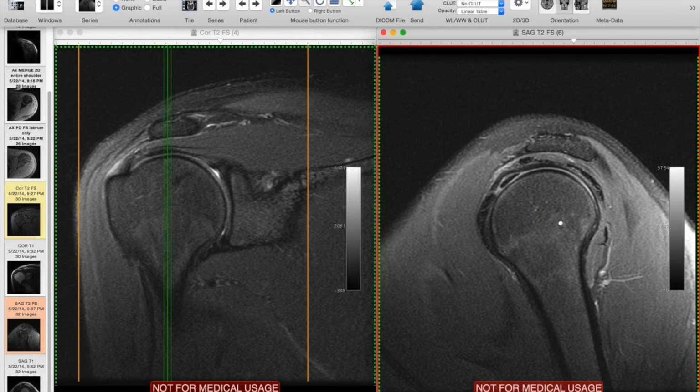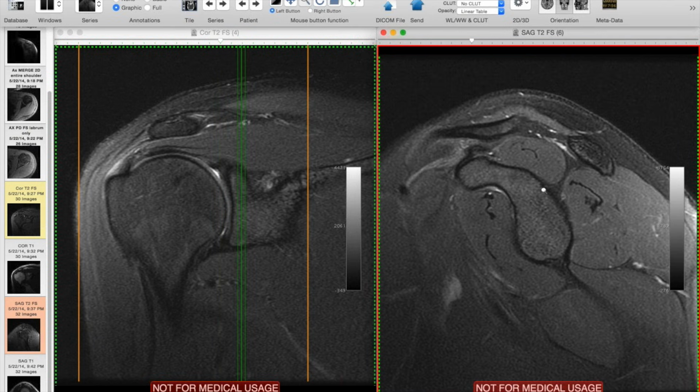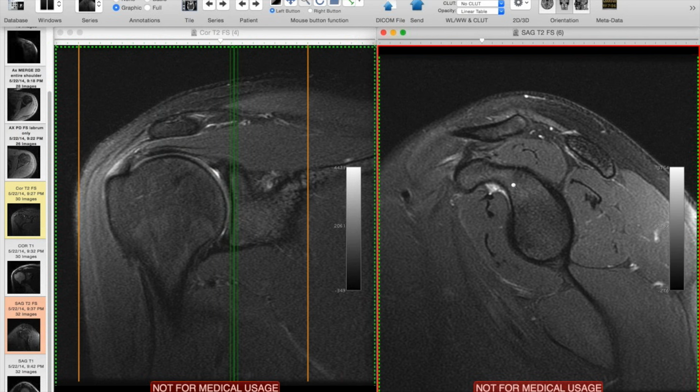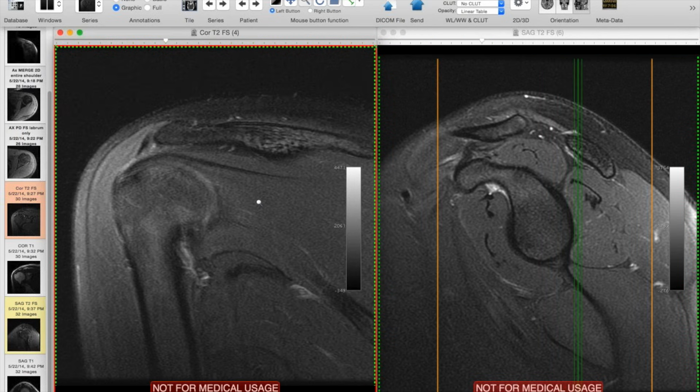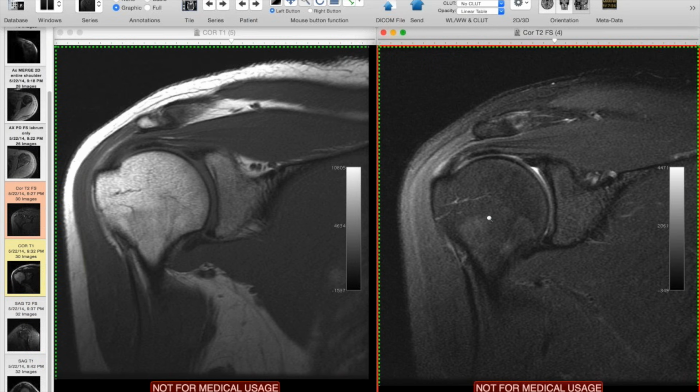These images are also good to look for paralabral cysts, and again, you won't necessarily be looking for one unless you've seen a labral tear, but looking along the rim of the glenoid here and along the glenoid on the oblique coronal images.